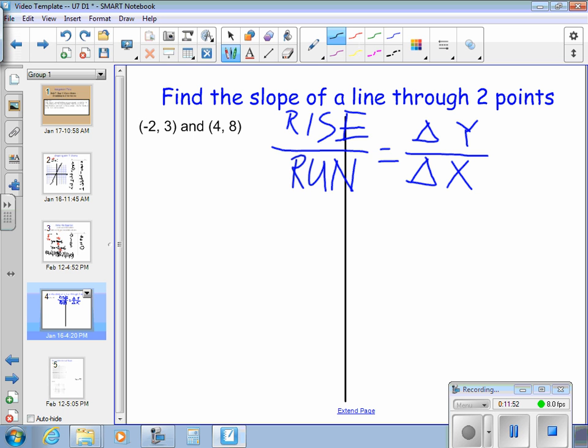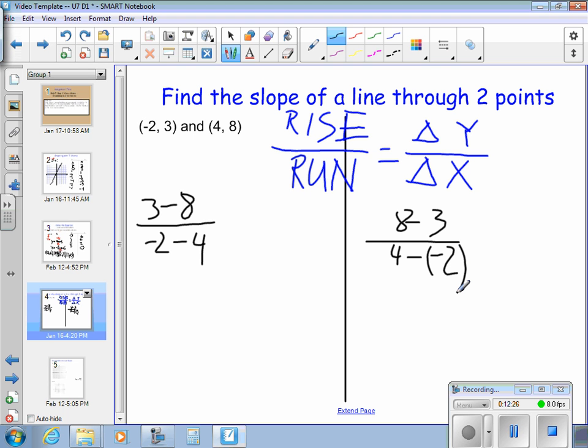So the first one, I will start with the numbers in the first ordered pair. So I've got 3 minus 8 over negative 2 minus 4. Now let me set up the other side while I'm at it so you can see the comparison. Now I'm going to start with the second ordered pair. So I have 8 minus 3 and 4 minus negative 2. Now that's an important distinction.